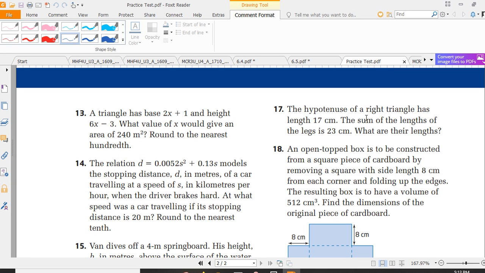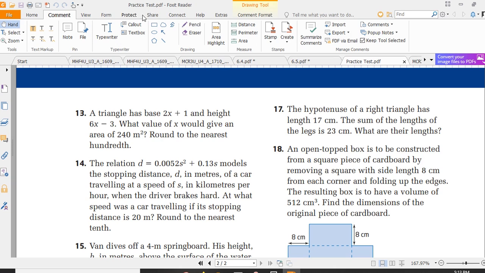And last question, 17. So for question 17, it's very similar to the latter question. It's another right triangle. The hypotenuse has length 17 centimeters. The sum of the lengths of the legs is 23, so let's call this x, which means this would be 23 minus x. What are their lengths? So to solve this, all you got to do is, again, Pythagoras, x squared plus (23 minus x) squared equals 17 squared. And then expand and solve for x.